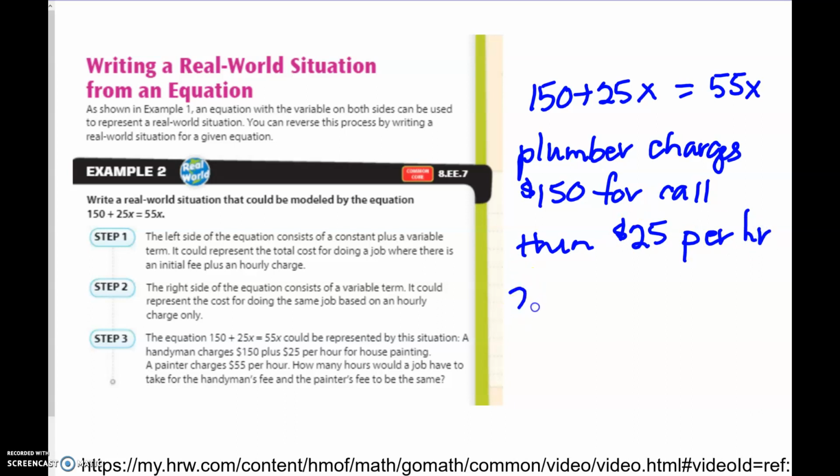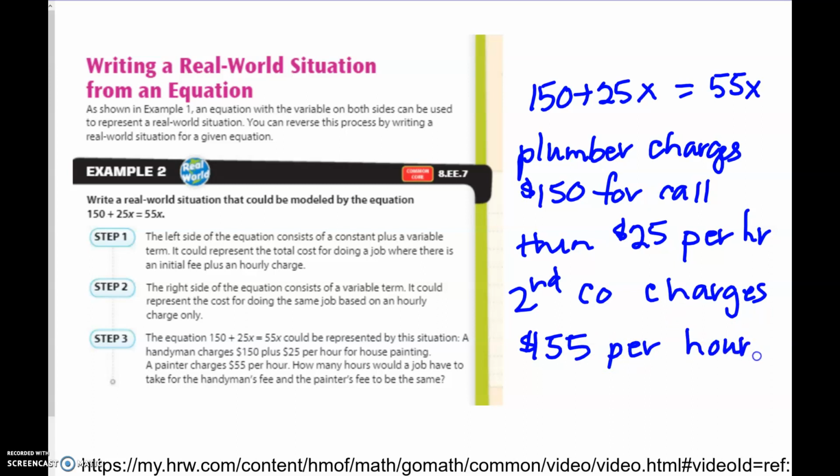Okay, the second company charges $55 per hour and no initial fee. So the second company charges $55 per hour. Okay, so then we might want to know, when will they cost the same?